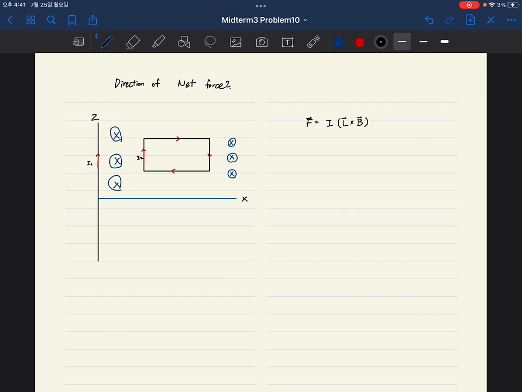Then we're going to use the force right hand rule to find the direction of the force on the rectangular wire. Therefore, first we are going to point the fingers in the direction of I2, and then put your palm to the direction of the magnetic field, which is going into the page. Then you can see that your thumb is pointing left. That is the direction of the force.